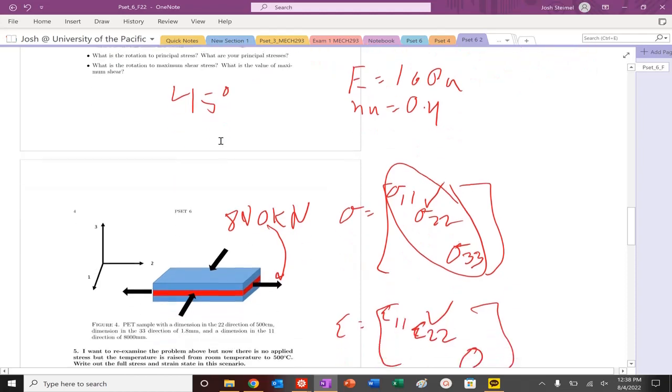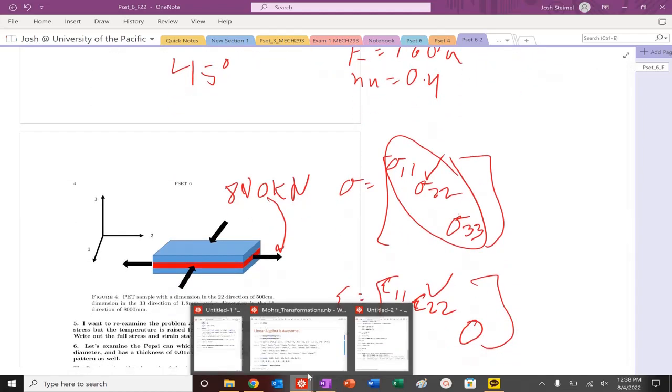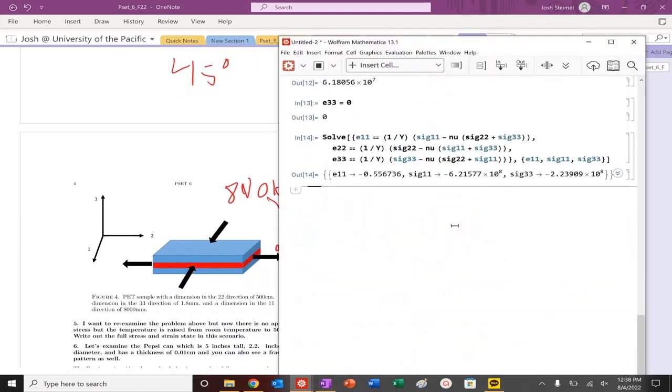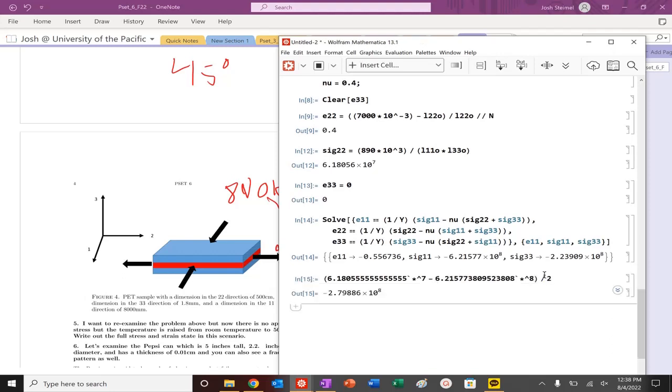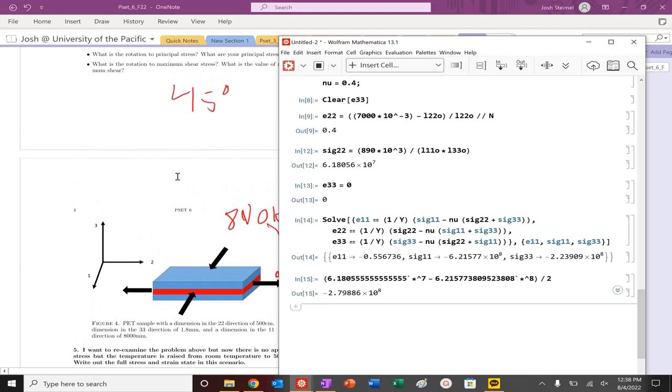What's the value of the maximum shear? Well, if I want to do the full 3D stress state, I know that my largest value is this. My smallest value is this one. And then I can divide the difference by 2, and that'll be my value of maximum shear.